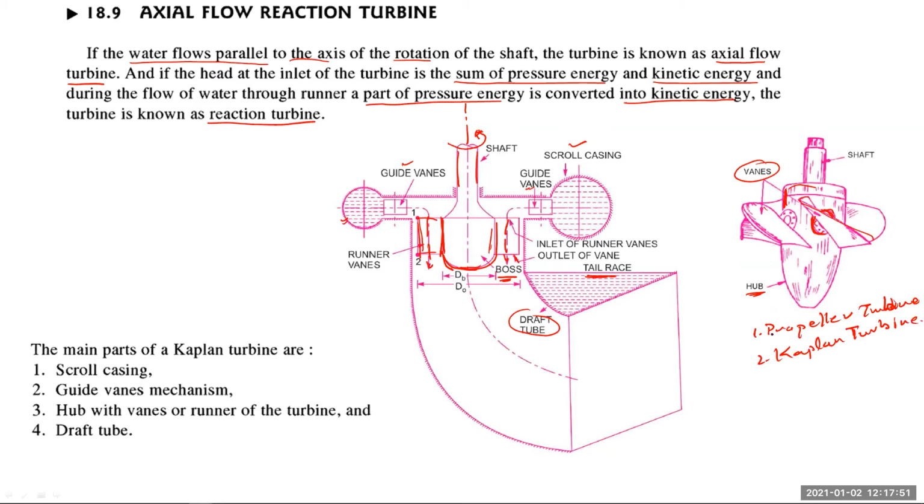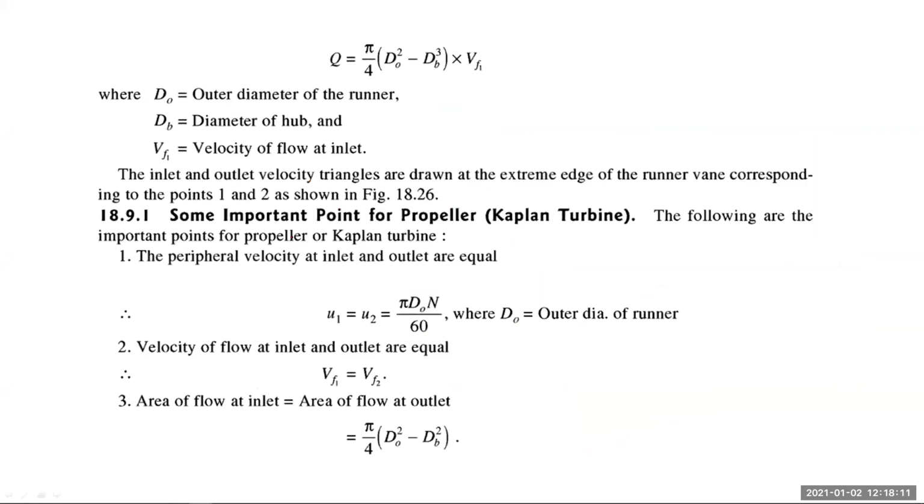Okay, so we will see this Kaplan turbine. The main parts you can see: scroll case, guide vane mechanism, hub with the vanes, and your draft tube. So the construction of this turbine, with a neat sketch diagram, can be asked in your examination. Now, while solving the numericals for your Kaplan turbine, here you can see we have the outer diameter of the runner and the diameter of the hub. These two diameters are there.